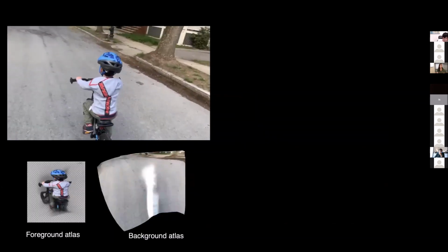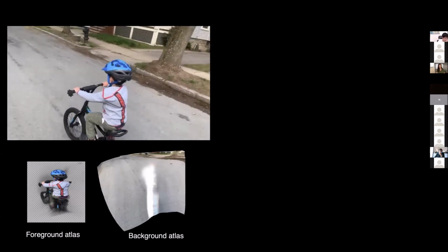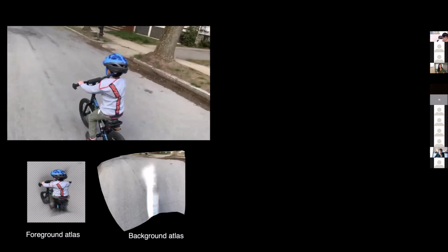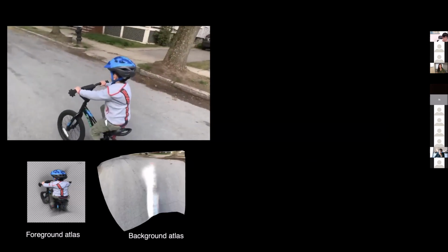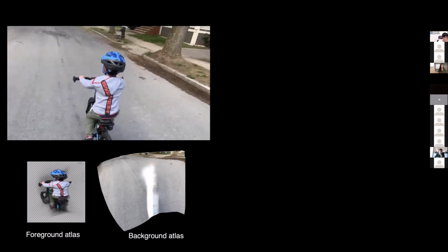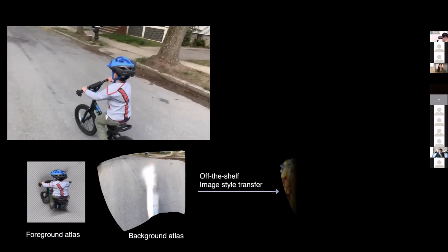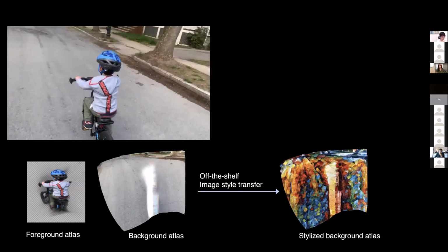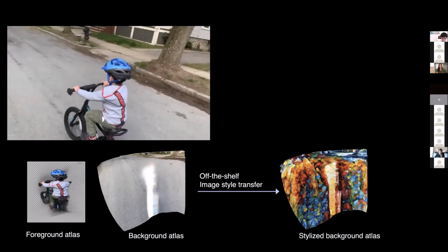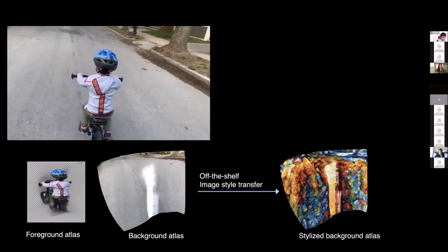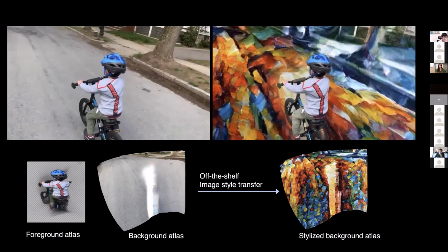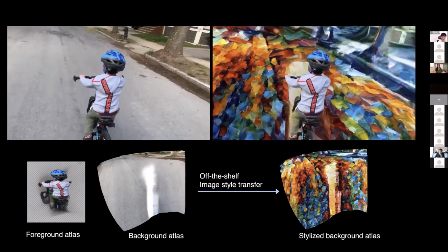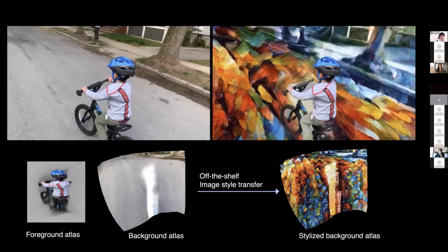So this is again my son, and this is the foreground and background atlases. And to do editing, we just render those atlases into images, and then we can plug it into any editing tool that we want. So for example, we can apply existing image style transfer on this texture image, and then map this stylized background atlas back to the video domain using our mapping and get this result. And again, all we have to do is edit a single image, and it automatically propagates continuously in time to the video.